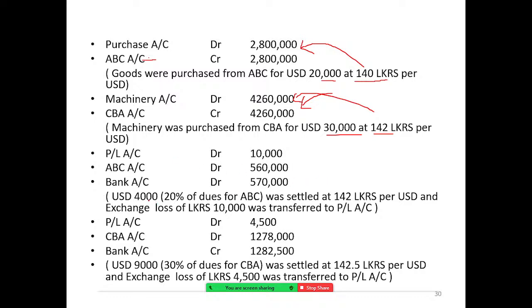And at the settlement date exchange rate was 142, but at the time of purchase the exchange rate was how much? Here 140. Exchange rate was 140, but at the settlement date 142. So how much difference? 2 rupees. 2 rupees difference, right? Here they are settled. How much they are settlement? 4,000. How we get 4,000?